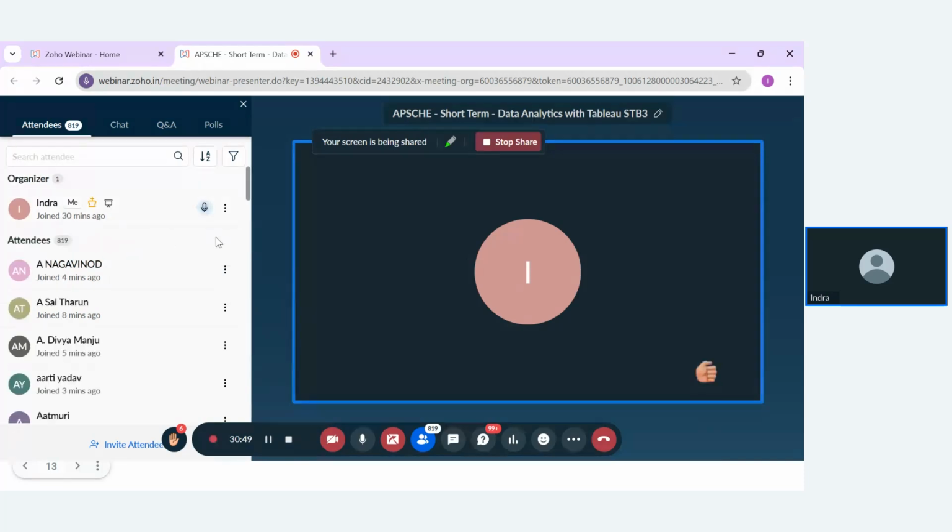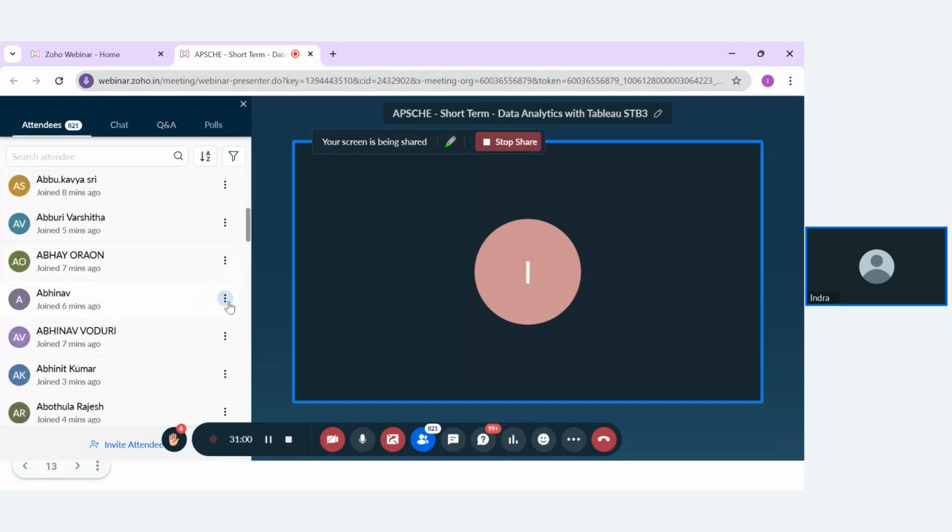They change the settings every day because of which I'm not able to promote. I'm able to promote the first participant as a co-organizer, but not from the second one onwards.